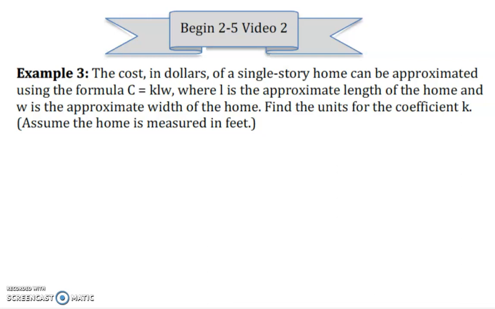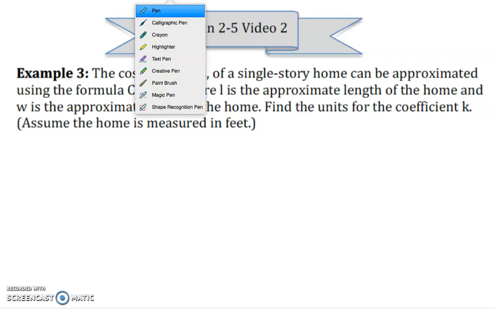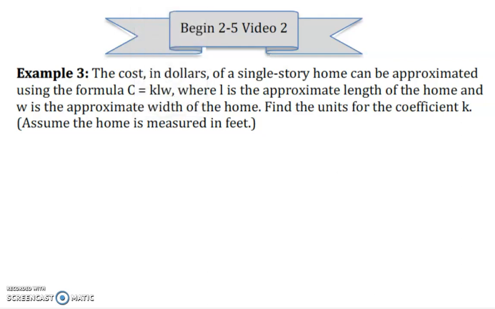Now, when I see a word problem, what I do is I read through it quickly and I look at the last sentence. And that last sentence right there, I'll highlight that. It generally tells us what we're going to be doing. So once I read that, I go back and reread the problem so I can pick out what's important. It says the cost in dollars of a single home can be approximated by this formula, so I'm going to highlight this formula. It's going to be important as we go through. It tells me what each part of the formula is: the L is the length and the W is the width.